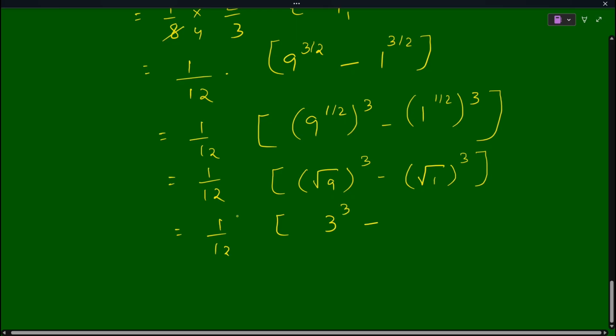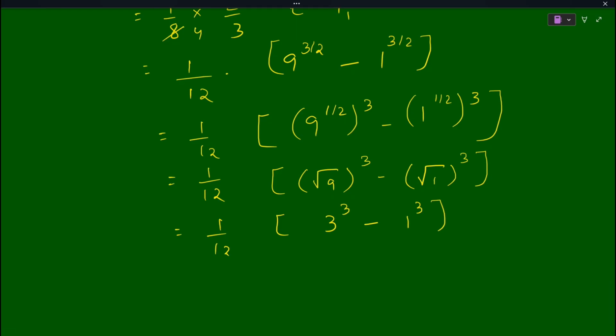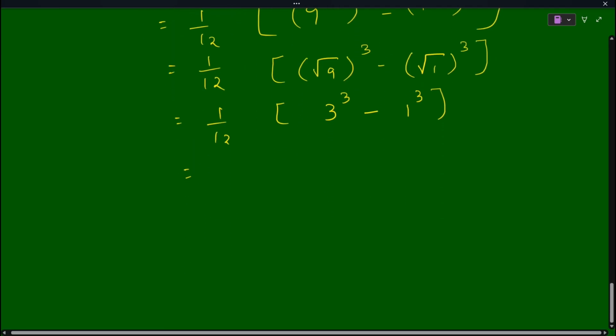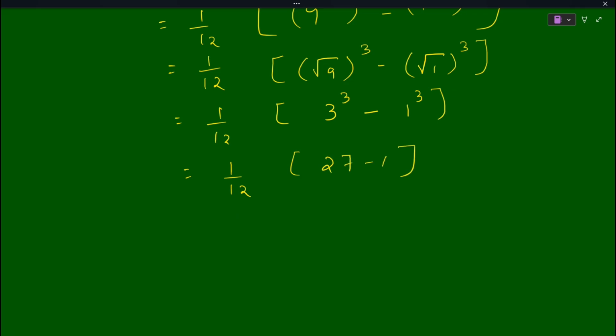Now what is this value? Root 9 is 3, so 3 to the power 3, minus root 1 is 1, so 1 to the power 3. Okay. So after solving, we will get 27 minus 1. On solving, this value is 26 by 12, and on solving further, it will be 13 by 6. Okay, which is the required arc length of the curve.